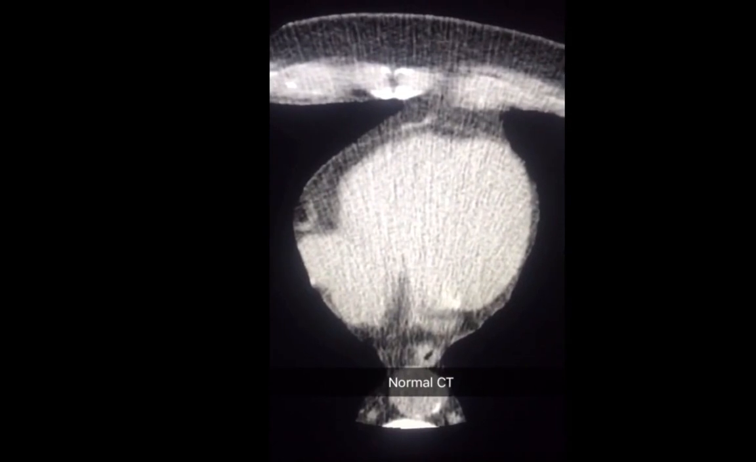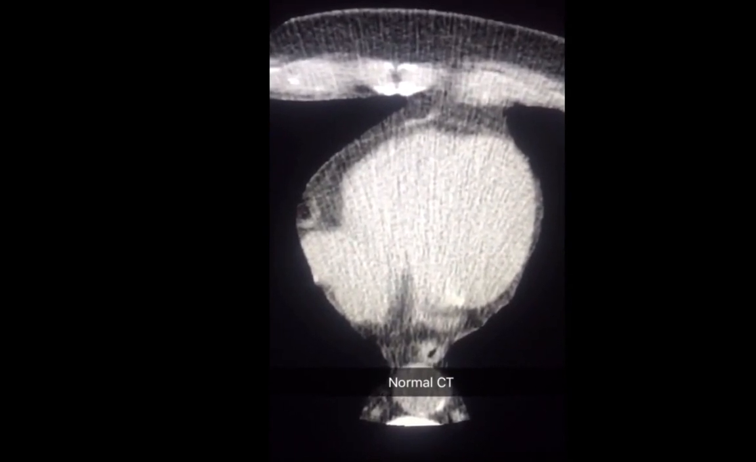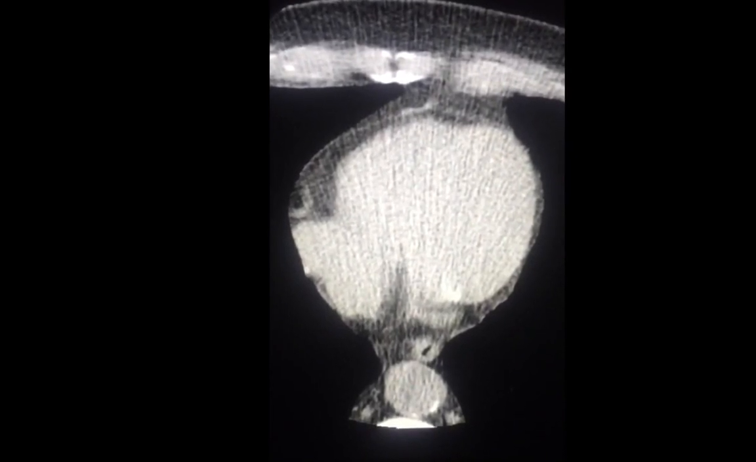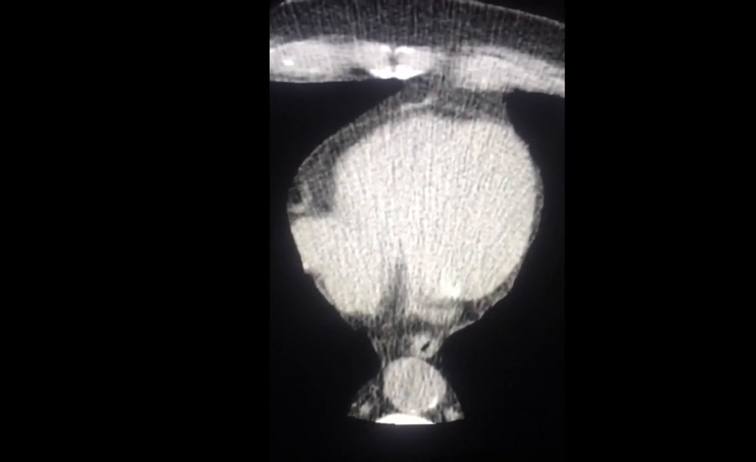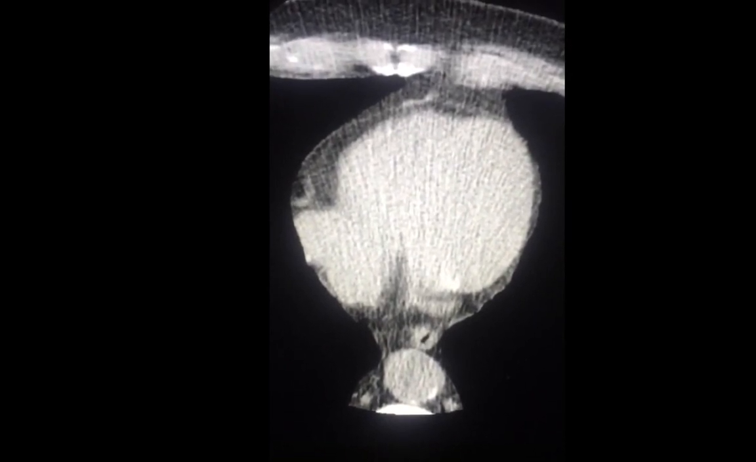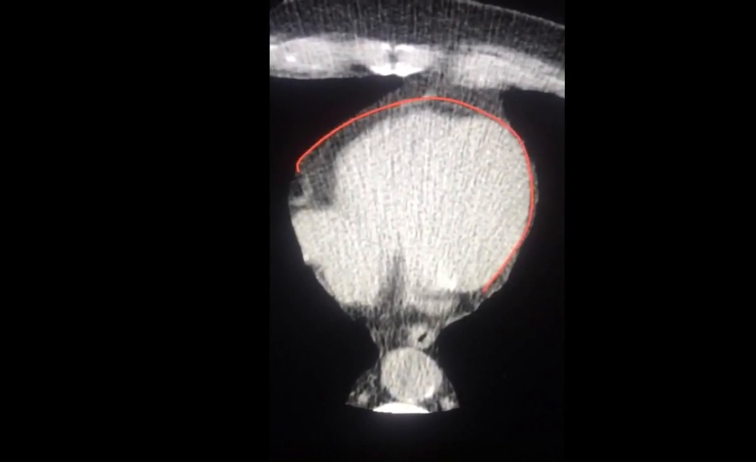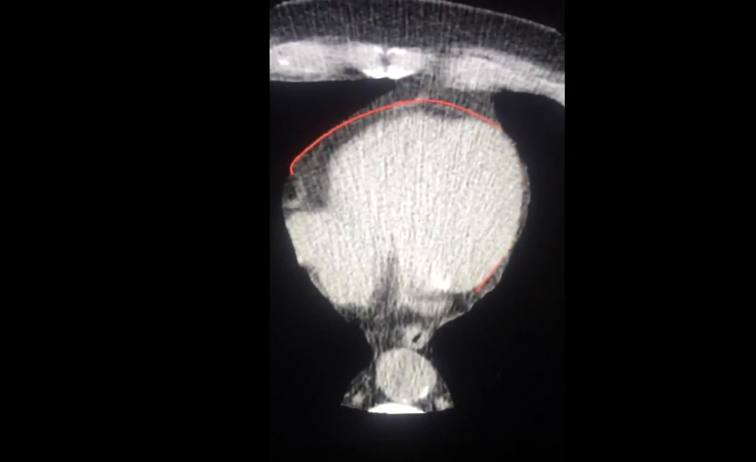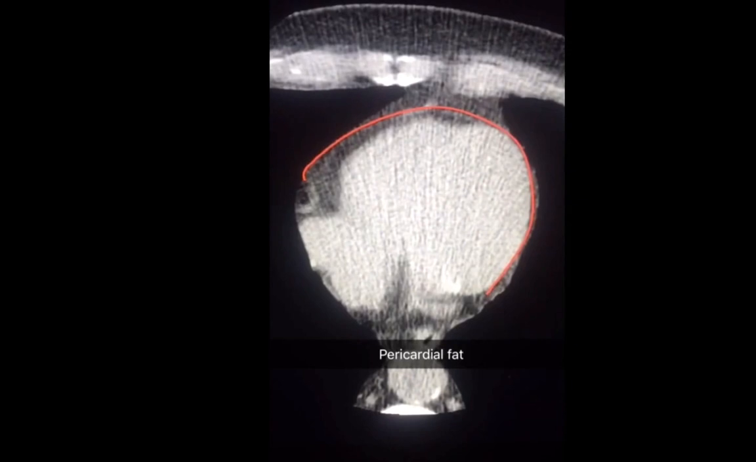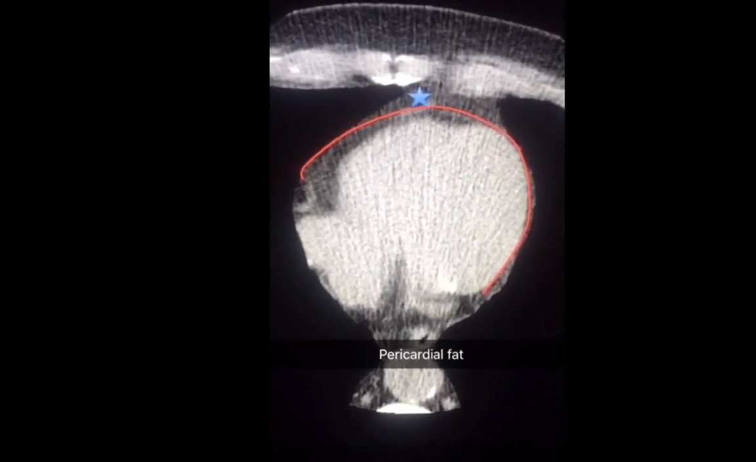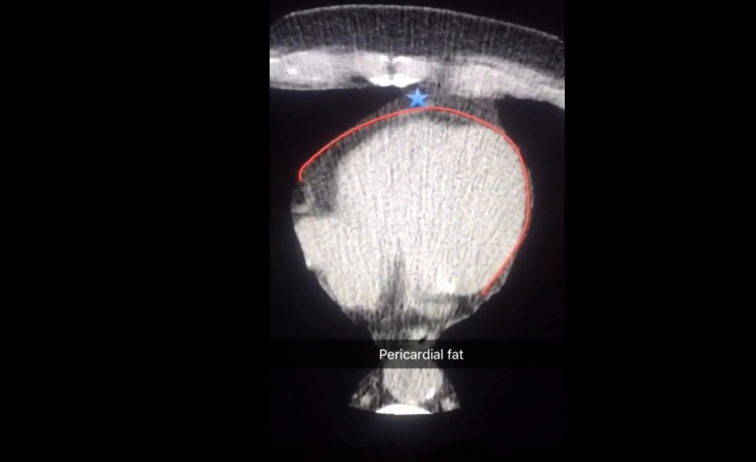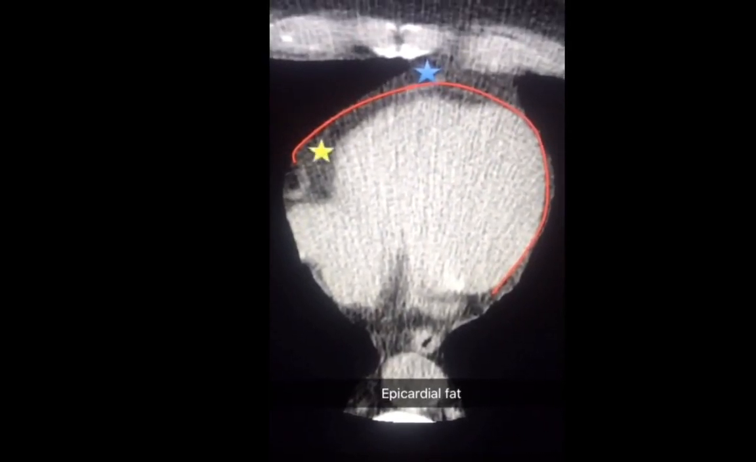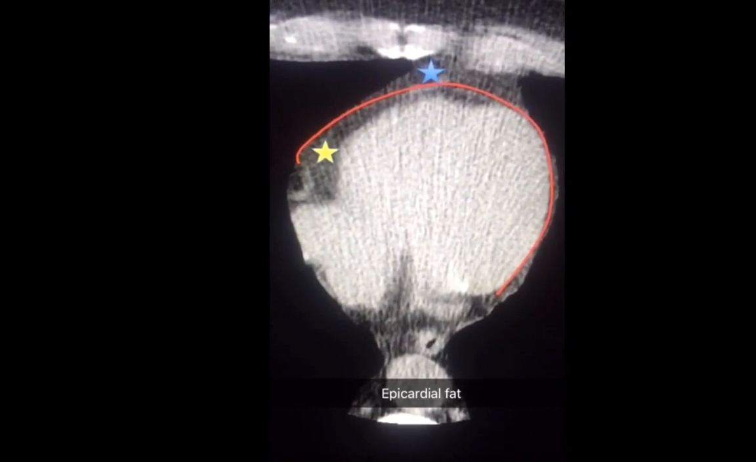Before I explain the abnormality, let's look at a CT scan on a normal patient. So now we're looking at a heart on a CT scan without IV contrast administration. Notice this line that surrounds the heart. This is the thin normal pericardium. The fat outside the pericardium here is called pericardial fat. The fat inside the pericardium between the pericardium and heart here is called epicardial fat.